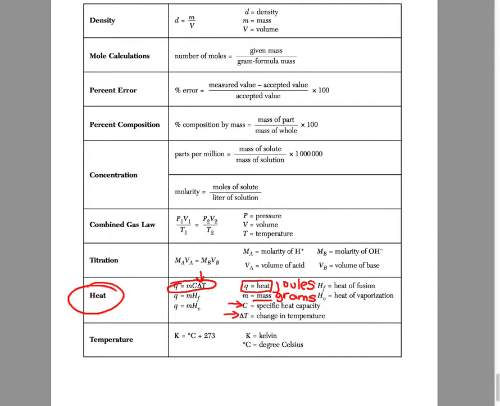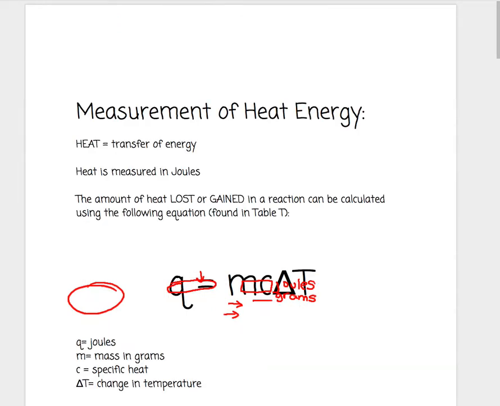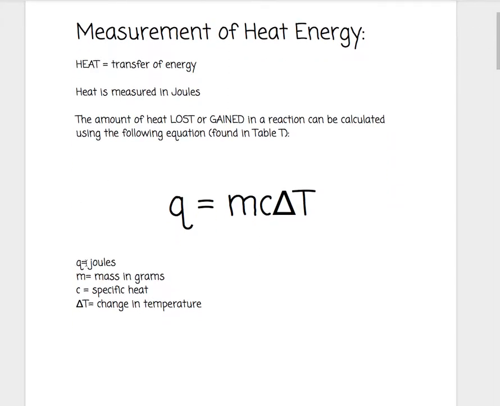Let's go back to our notes page. I wrote down here what everything is. Q is heat in joules. M is mass in grams. C is specific heat. And delta T is change in temperature. Specific heat is specific for every substance. We are going to be interested in the specific heat of water 99.9% of the time, unless they're asking you to calculate specific heat. But they're generally going to be asking you to calculate the temperature change or the heat or the mass of water.